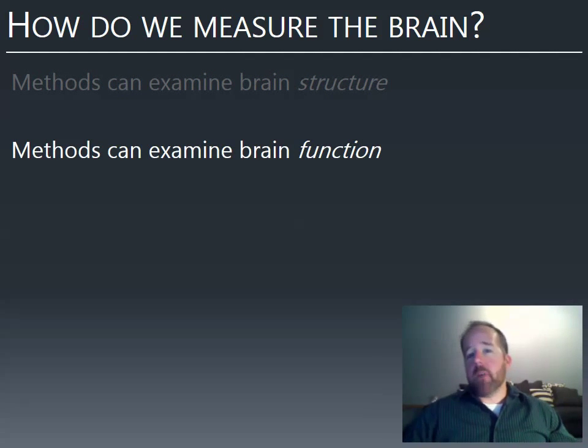So we can look at structure, different parts of the brain. But we can also look at function, that is brain activity. Which areas of the brain are active when we engage in a certain activity or when we receive a certain stimulus? How do we know what parts of the brain do what? Well, it's through measuring brain function.